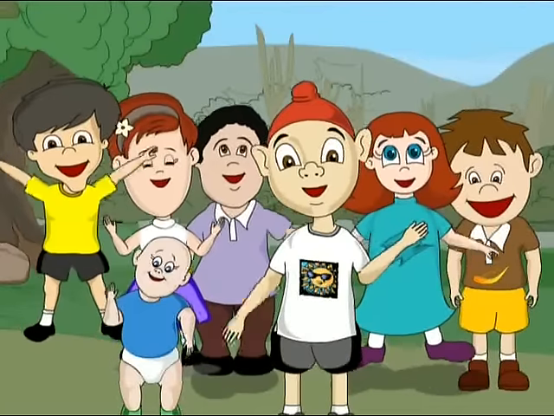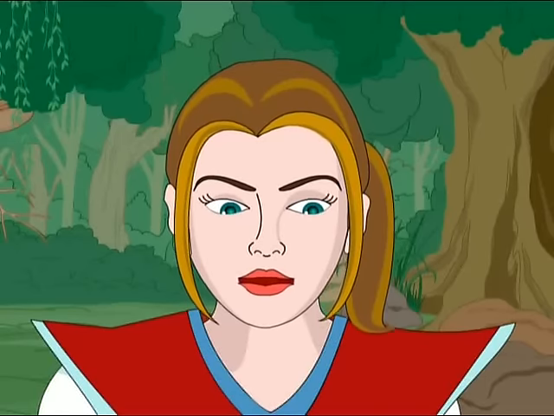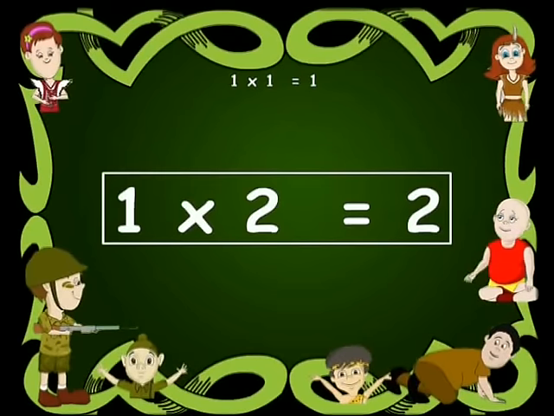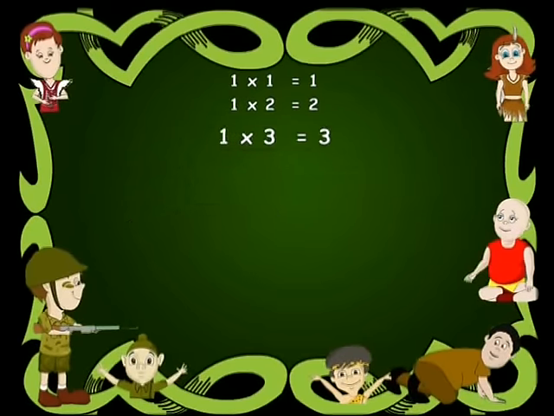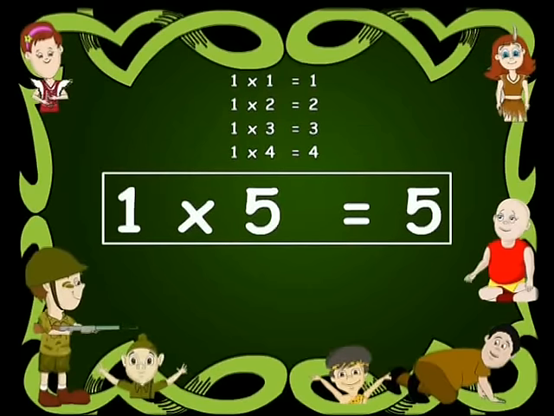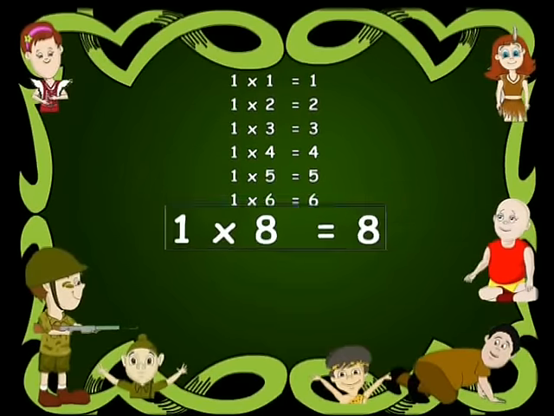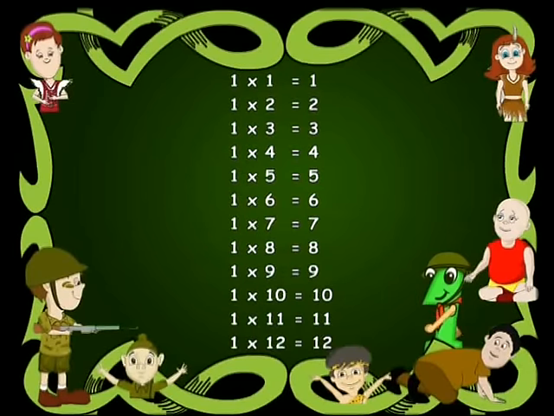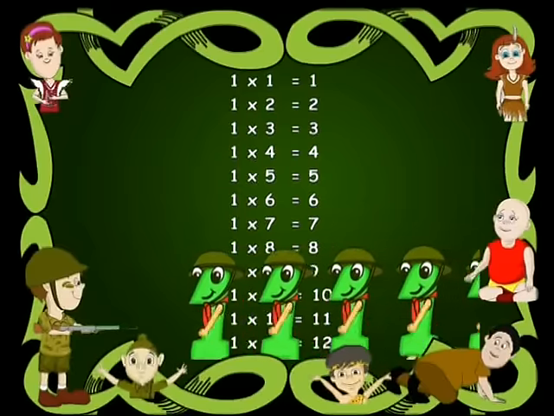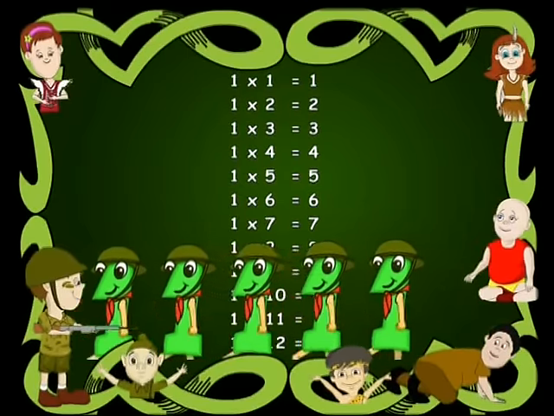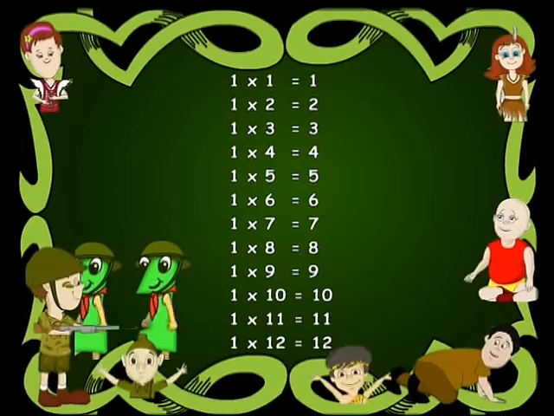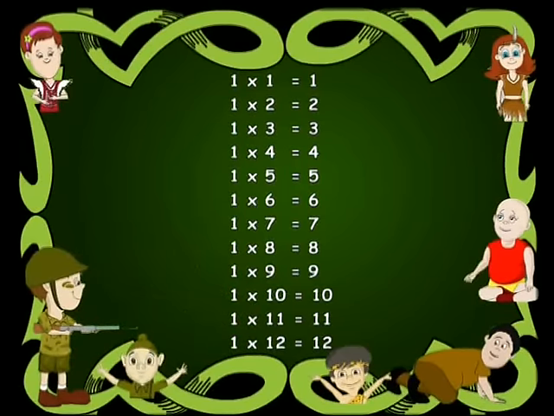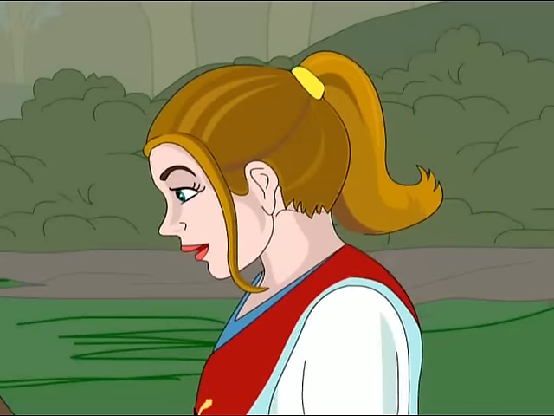Shall we repeat the table once more? Yes! 1, 2, 3, 4. 1 ones are 1. 1 twos are 2. 1 threes are 3. 1 fours are 4. 1 fives are 5. 1 sixes are 6. 1 sevens are 7. 1 eights are 8. 1 nines are 9. 1 tens are 10. 1 elevens are 11. 1 twelves are 12. Do you find it interesting?